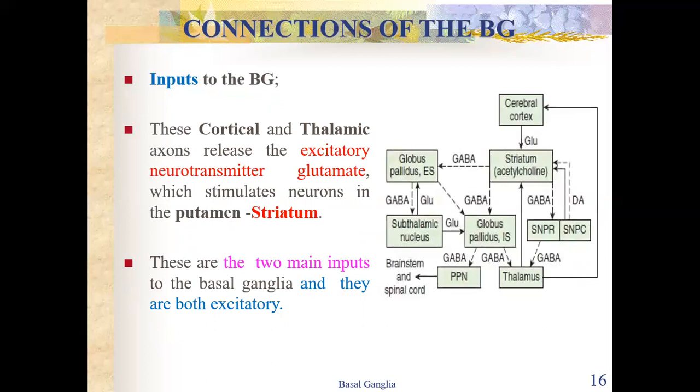So both the cortical and thalamic axons, the thalamic axons to the striatum and the cortical axons to the striatum, release excitatory neurotransmitters known as glutamate, which stimulates the putamen of the striatum. Most of these connections from the cerebral cortex end in the putamen, because the putamen and the caudate nucleus make up the striatum. Still on the inputs to the basal ganglia, these are the two main inputs, and they are both excitatory.